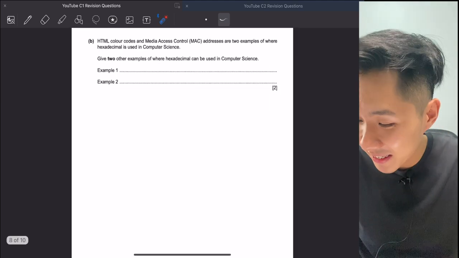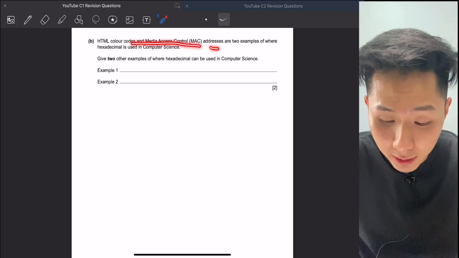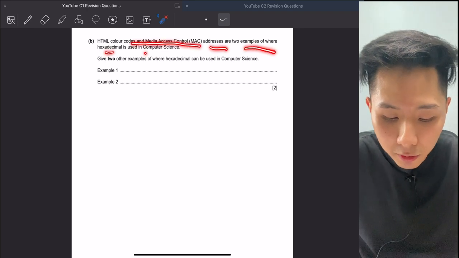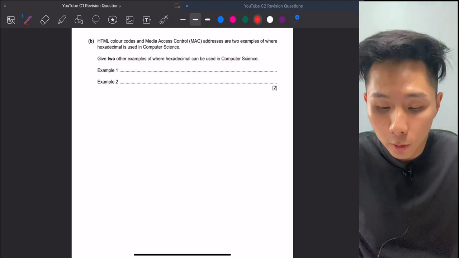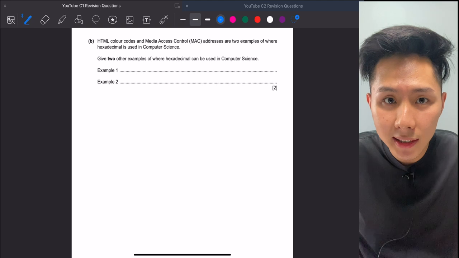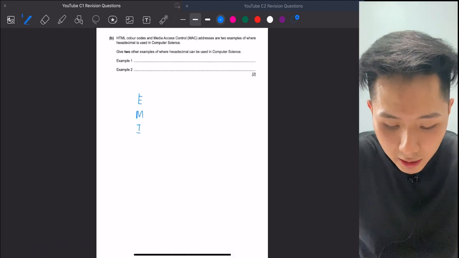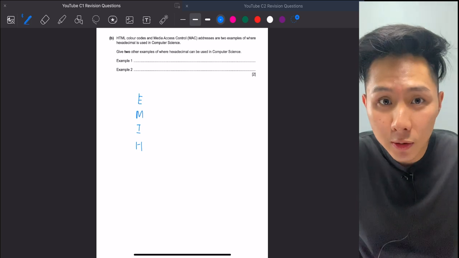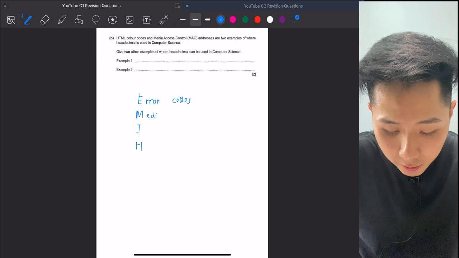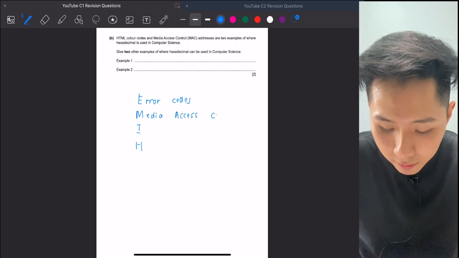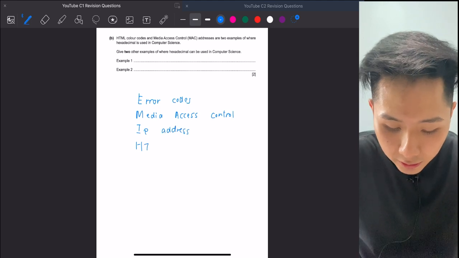Okay, so next question. HTML color codes and media access control addresses are two examples where hexadecimal is used in computer science. Give two other examples when hexadecimal is used. So how I remember the purposes of hexadecimal is that I use this mnemonic called EMIH. The first usage of hexadecimal is error codes. The M is for media access control. I stands for IP address, H stands for HTML color code.